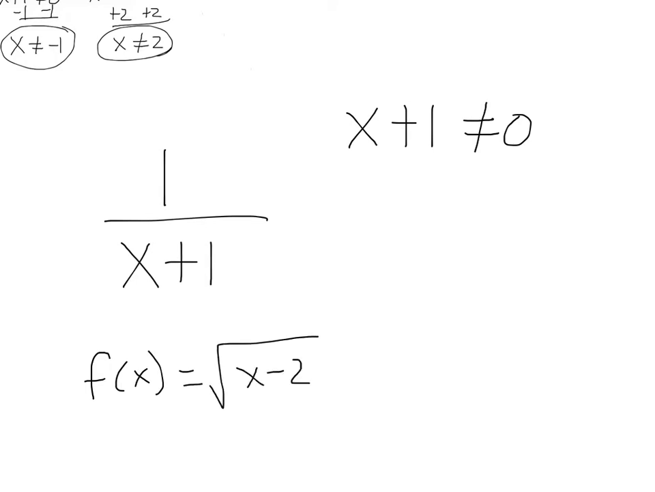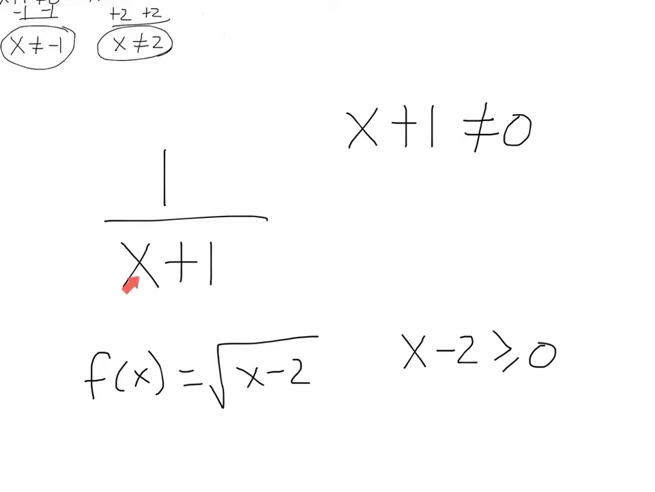Right? But now, what if my function was f of x equals the square root of x minus 2? Okay? What's under the radical has to be bigger than or equal to 0, doesn't it? Okay? So in this case, I'll just take whatever's under the radical and set it greater than or equal to 0.